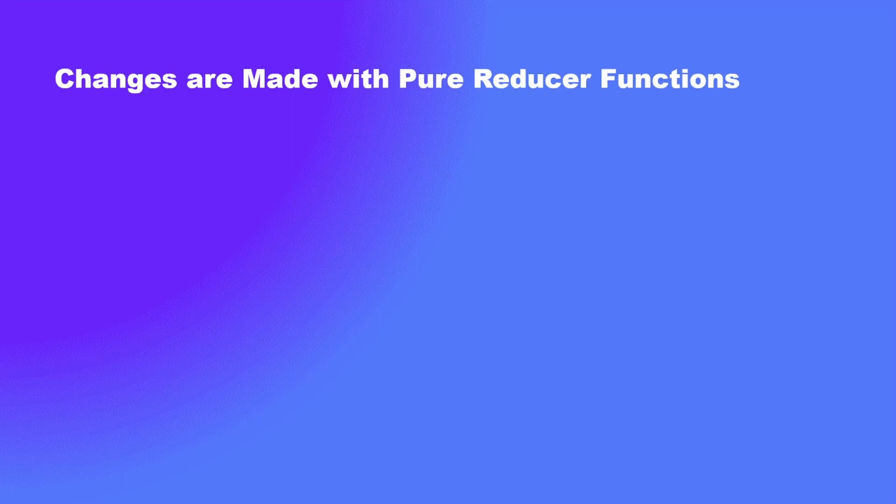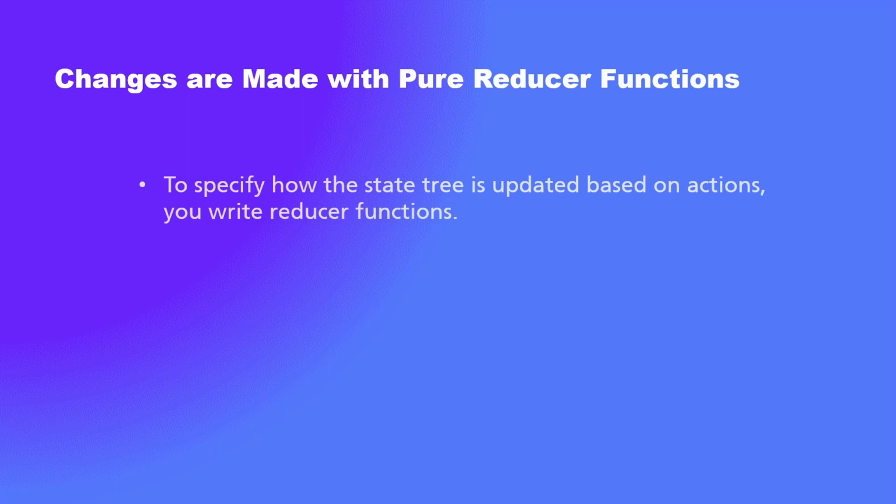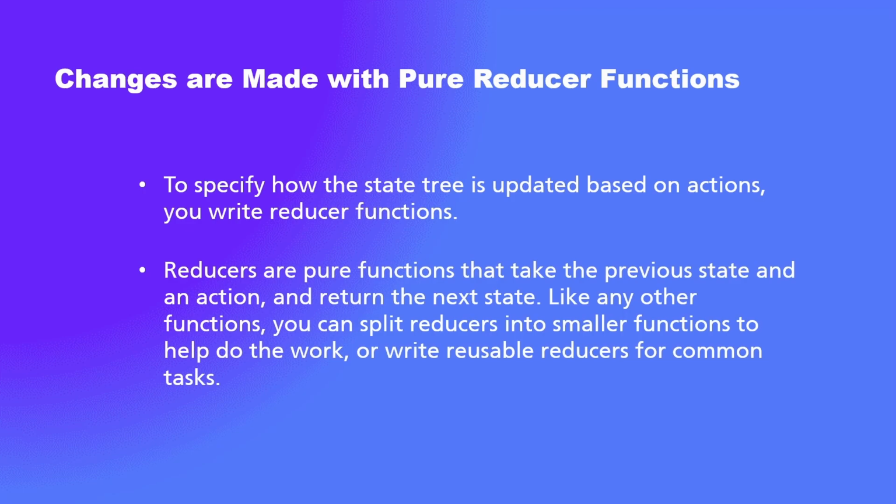Next, changes are made with pure reducer functions. To specify how the state tree is updated based on actions, you write reducer functions. Reducers are functions that take the previous state and an action, and return the next state.